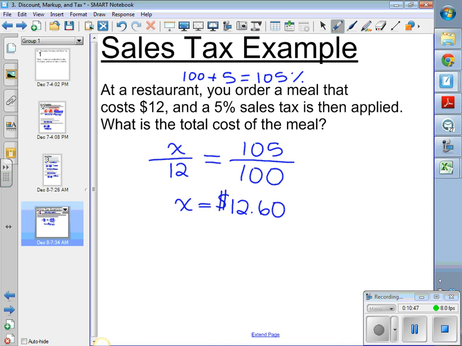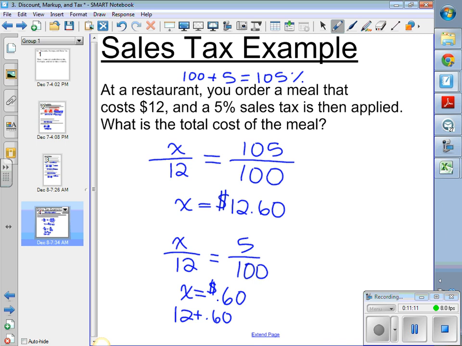Okay, so if you set this up the other way, and did this problem, then you would have gotten that X was 60 cents, and then you would have had to add that to the 12.